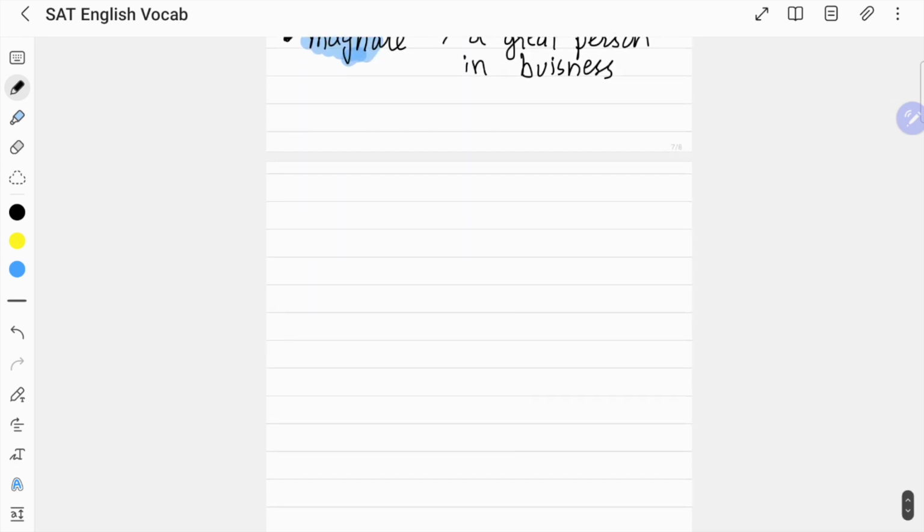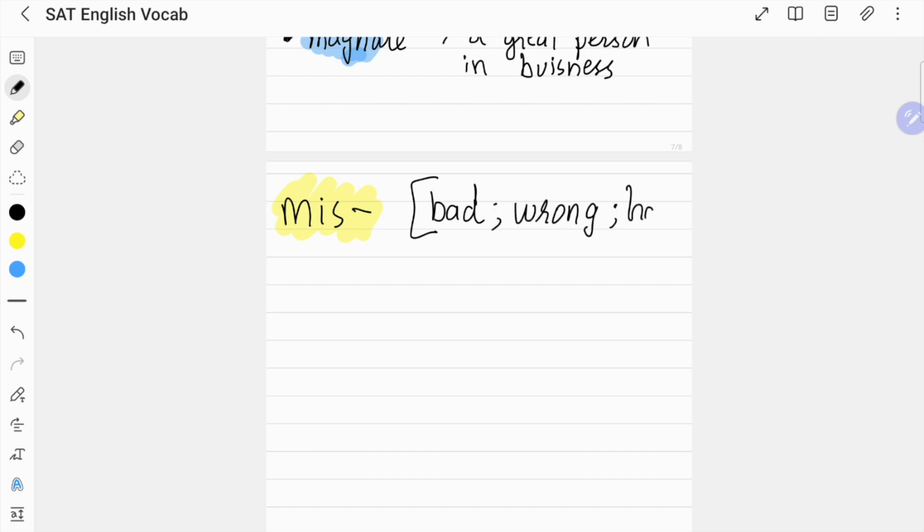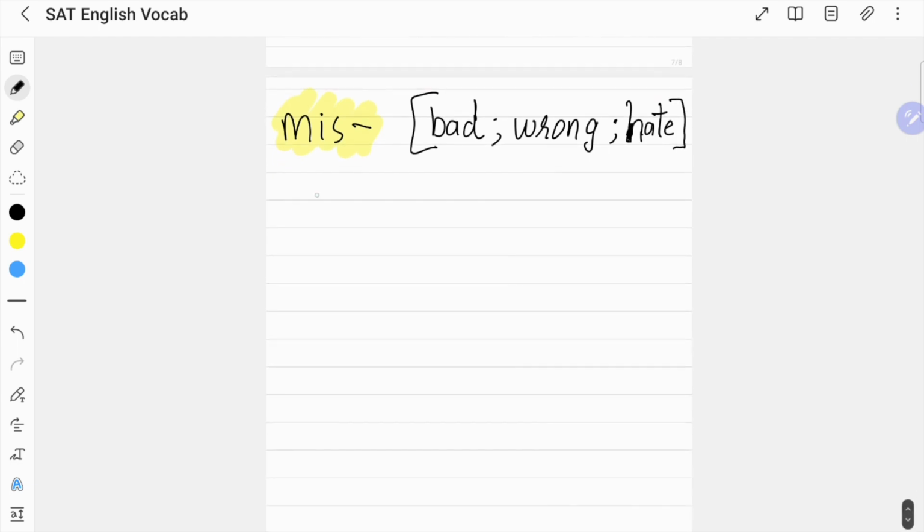Alright, an easy one, miss. One minute, miss. I'll underline it. This word normally means bad, wrong, or even hate. Let's say we can use the word misbehave. Here the root word is miss. This means bad behavior.